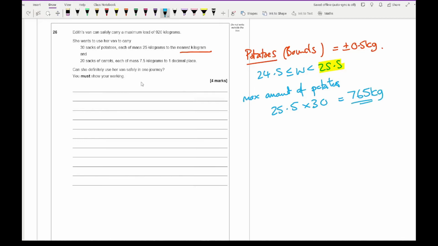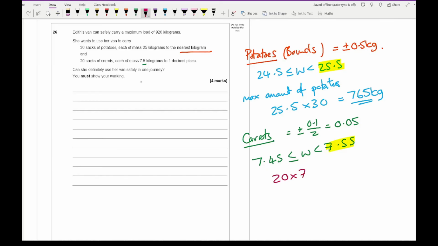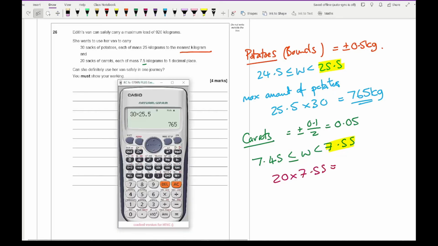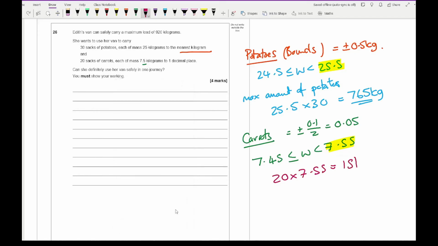30 times 25.5 gives me an answer of 765 kilograms. Then if I look at the carrots, here we've got to the nearest 1 decimal place, so here we're looking at 0.1. So we've got plus or minus 0.1 over 2, which is 0.05. So my lower and upper bounds are 7.45 to 7.55. Again, we're going to take our upper limit and multiply it by the number of sacks. So we've got 20 times 7.55, which equals 151 kilograms.